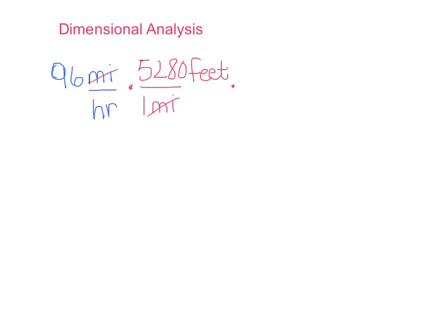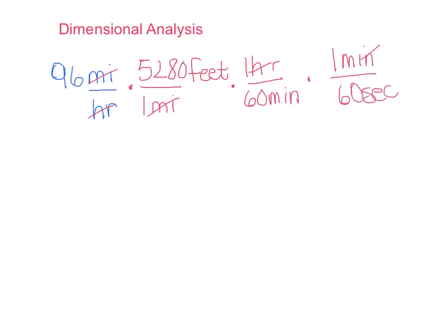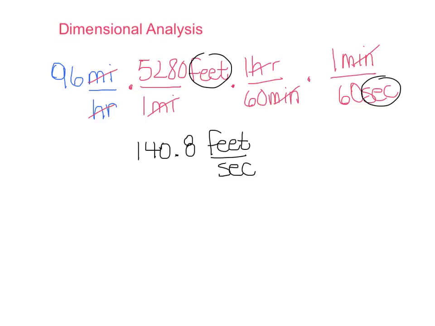So I've already got my feet, and then I have to worry about the hours. I have 1 hour that I'm going to want to cancel with that one. So 1 hour is the same as 60 minutes. And I have a minute to get rid of, so 1 minute is the same as 60 seconds. My minutes will cancel, and if you notice, the units that are left are feet and seconds, so my answer when I multiply this all together will be feet per second. So let me do that real quick. Okay, so there you have it, 140.8 feet per second.